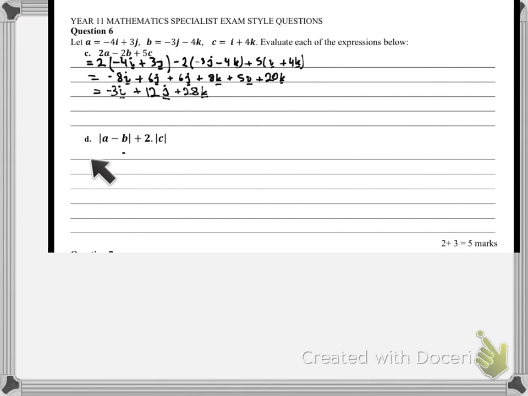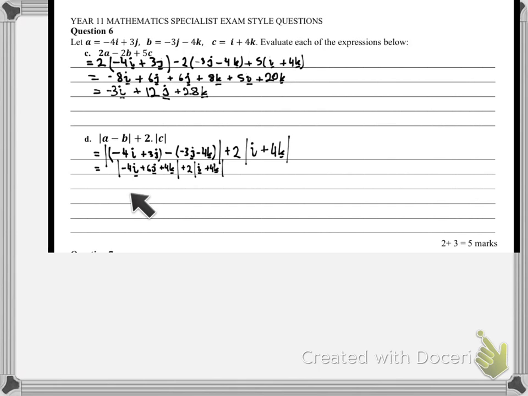Now this one, the modulus of A minus B plus 2 times the modulus of C. Now, we're going to work out what the A minus B is first, and then do the modulus after. So we can write it. There it is. There's vector A, and we're subtracting vector B with the modulus on the outside. So you work that out by doing the subtraction. Then now we're ready. Let's take the modulus of those vectors. And then simplify your square roots.